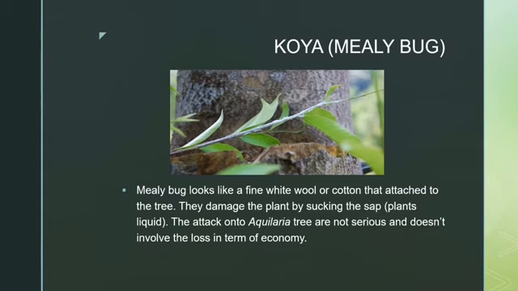Mealybug looks like fine white wool or cotton that attaches to the tree. They damage the plants by sucking the sap, the plant's liquid. Their attacks on Aquilaria trees are not serious and don't involve economic loss.